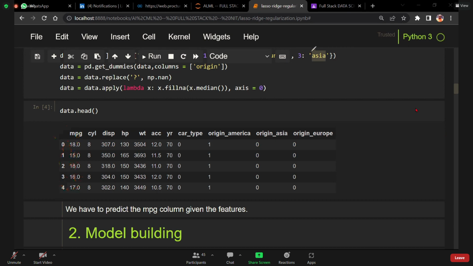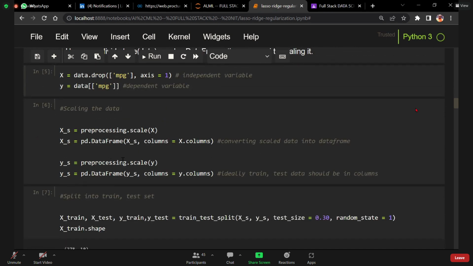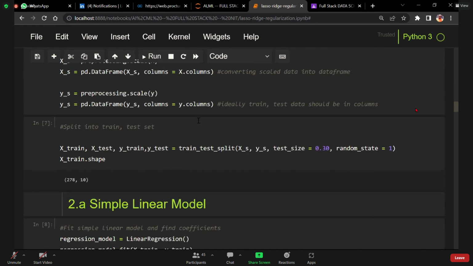That's why, even without using iloc, you can drop this attribute with data.drop from the data set. If I drop MPG, that's my independent variable, and if I keep only MPG, that's the dependent variable. Are you clear or not?